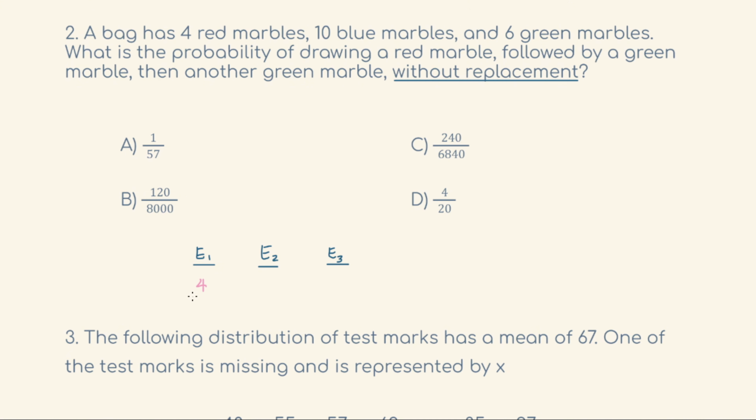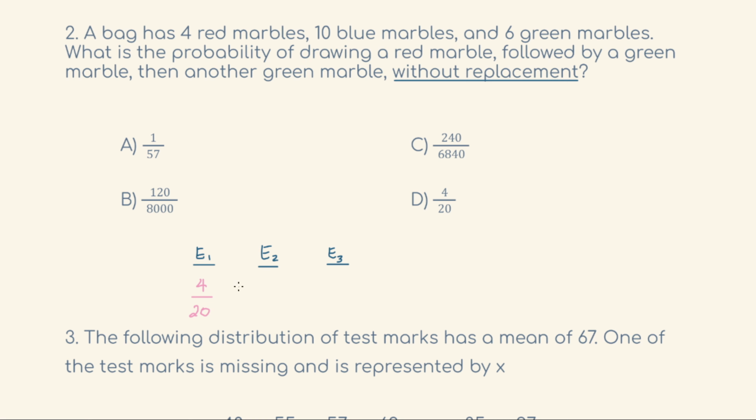And how many marbles am I choosing from in total? How many marbles are in the bag? So 4 plus 10 is 14, plus 6 is 20. So there's 20 total marbles that I'm choosing from. 4 of them are red. So the chance of pulling a red marble is 4 out of 20, right? So that's the probability of event 1 occurring.